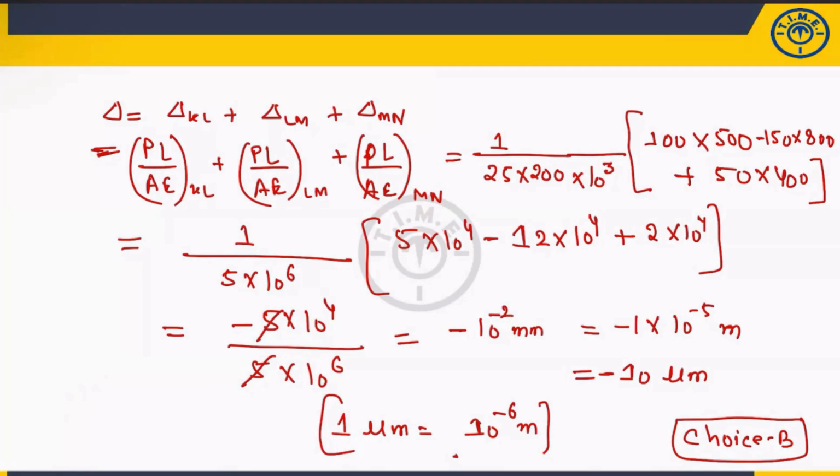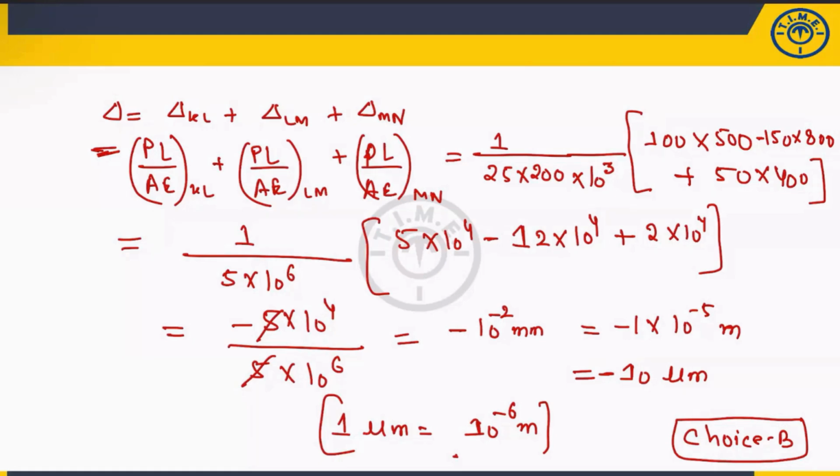Okay, sir. 1 micrometer means 10 power minus 6 meters. Have you studied in 12th class? The resistance you are giving as a 5 micro ohm. What is this micro meaning? 10 to the power of minus 6 only, no? Okay, sir, did you understand? Yes, sir.